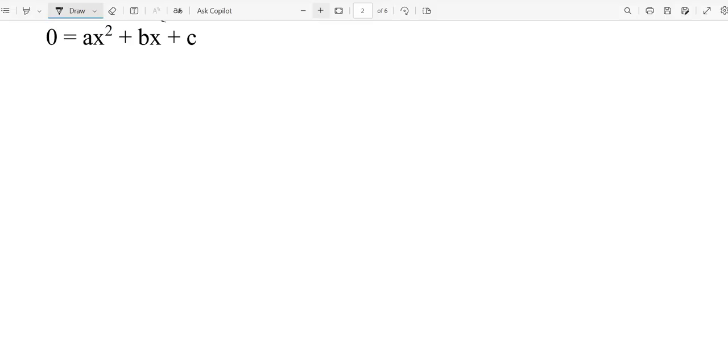Can I factor it? Nope. Gonna have to complete the square. Let's do it. Yeah? So let's group: 0 equals ax squared plus bx plus blank plus c minus blank.